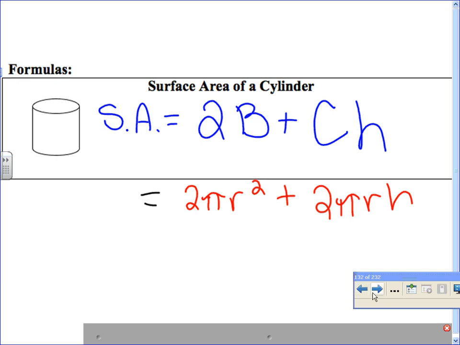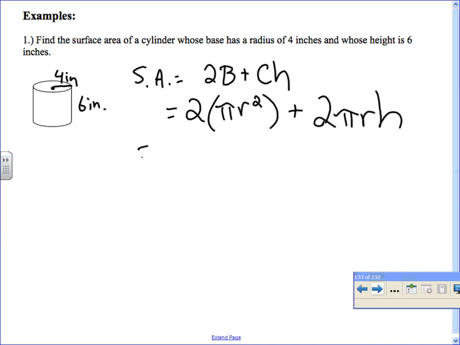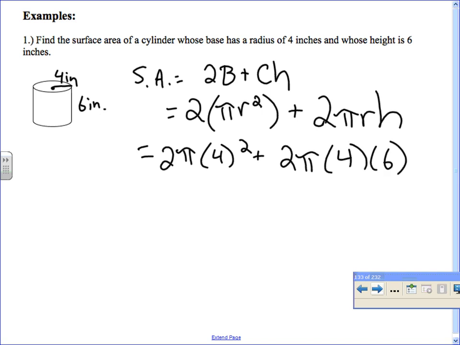All right, so let's plug in what we have. 2 times pi times 4 squared plus 2 times pi times 4 times 6. Okay, take the left-hand side of the formula. I would use 3.14 as pi. And you need to square the 4 first. So do 4 squared, which is 16, times 3.14 times 2. Adam, what did you get for that side? Good, 100.48. Emma H., what did you get for the right-hand side?